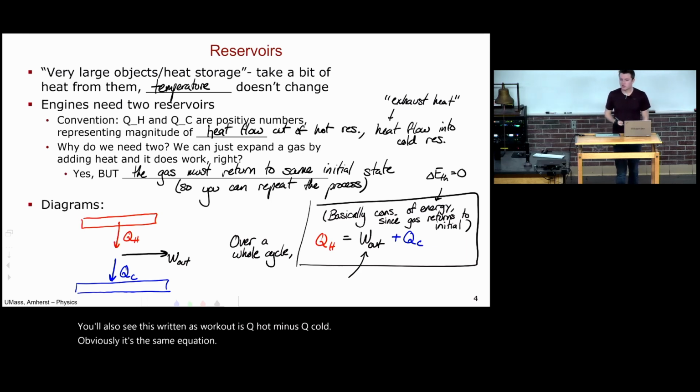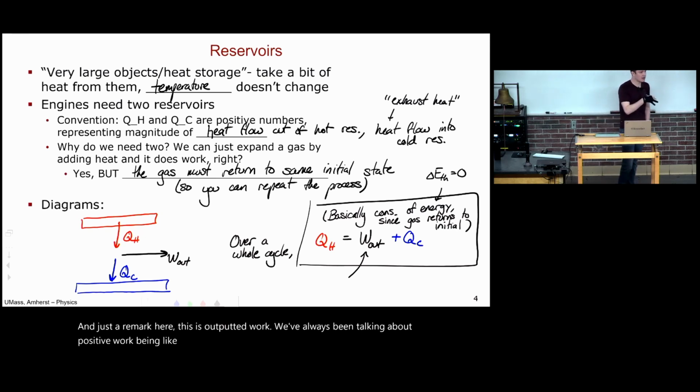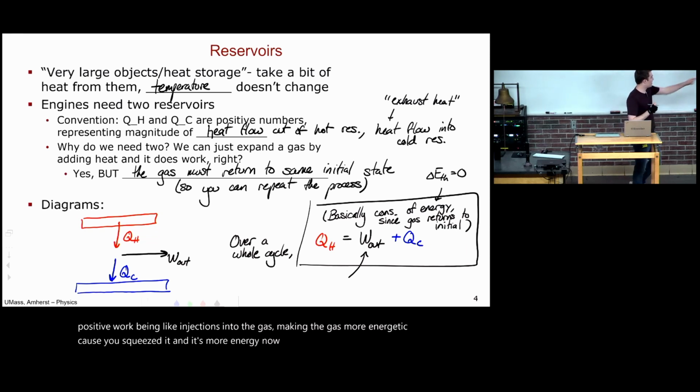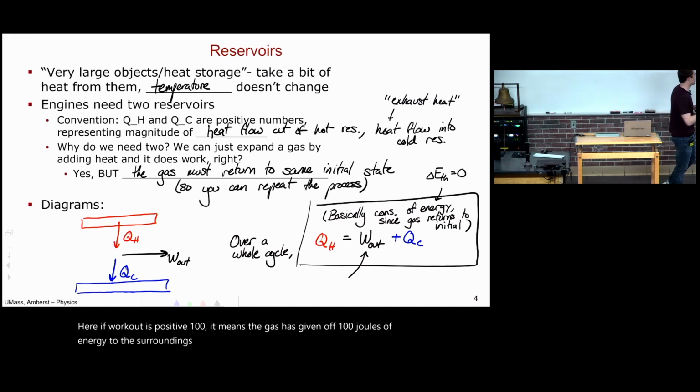And just a remark here, this is outputted work. We've always been talking about positive work being like injections into the gas, making the gas more energetic because you squeezed it and it has more energy now. Here, if work out is positive 100, it means the gas has given off 100 joules of energy to the surroundings. Okay, it's related by a minus sign to work in.